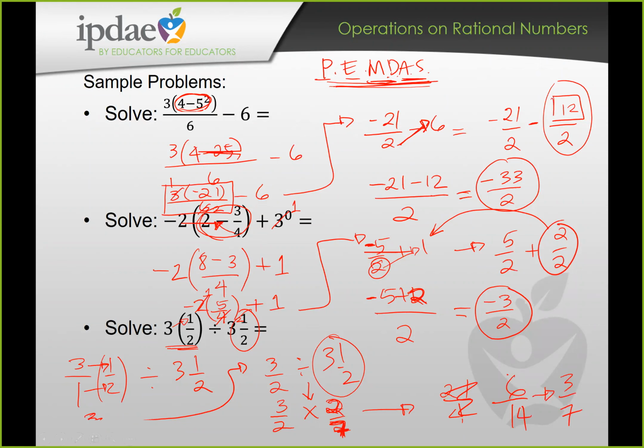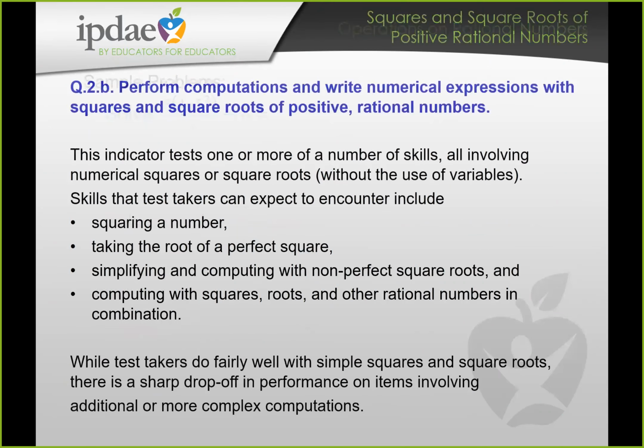Okay, so we're moving on to the next competency. The next competency is performing computations and writing numerical expressions with squares and square roots of positive rational numbers. This indicator tests one or more of a number of skills. Certain things that they're going to be testing here is squaring a number, taking the root of a perfect square, simplifying and computing with non-perfect square roots, and computing with square roots and other rational numbers in combination.